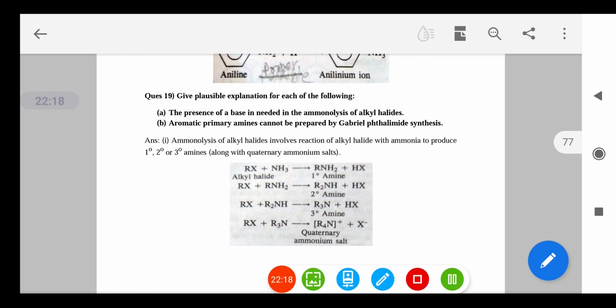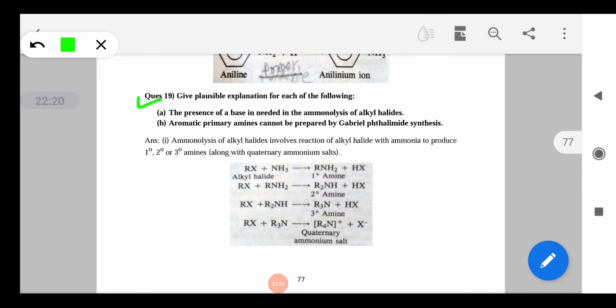Question number 19. Give plausible explanation for each of the following. The presence of base is needed in ammonolysis of alkyl halide.